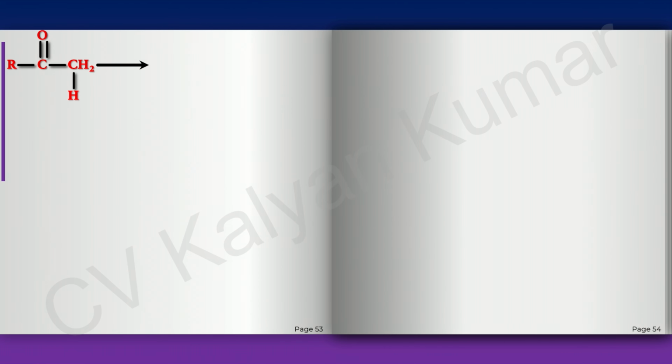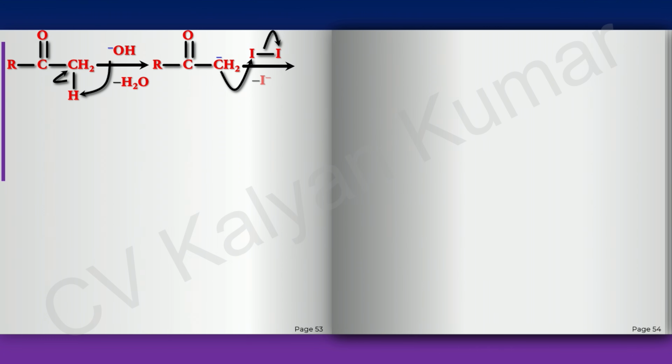Now, once the ketone is formed, the OH minus, remember we have put NaOH and I2. So the OH minus will take the proton from the alpha carbon, because the alpha carbanion is relatively more stable than a normal carbanion because of resonance. So this carbanion is formed. So now it will react with I2 as a nucleophile. It will attack the I and I minus will be released and you will get this.